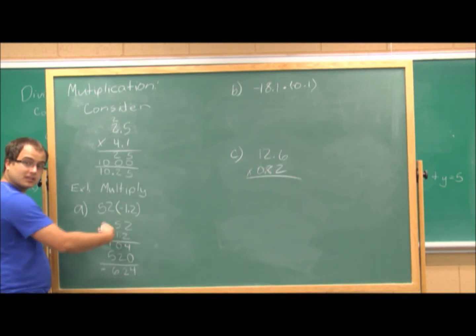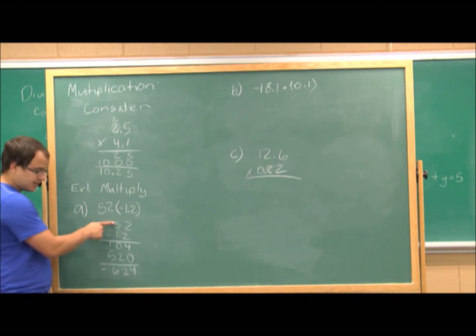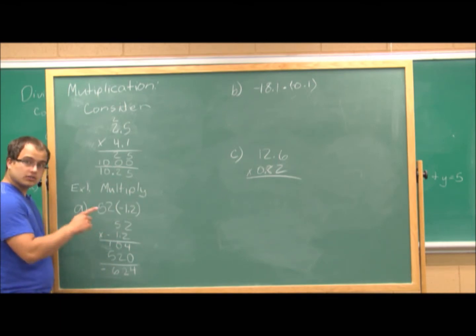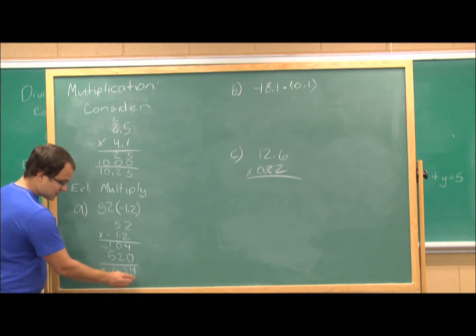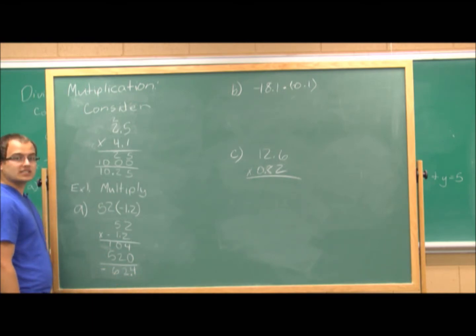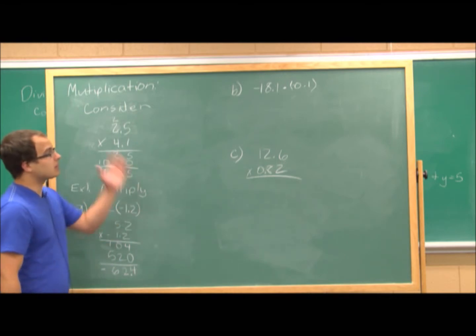Now, how many decimal places do we have there? 0, 1. So 0 plus 1 is 1. So I have 1 total decimal place. So the answer is negative 62 and 4/10. Now on to part B.